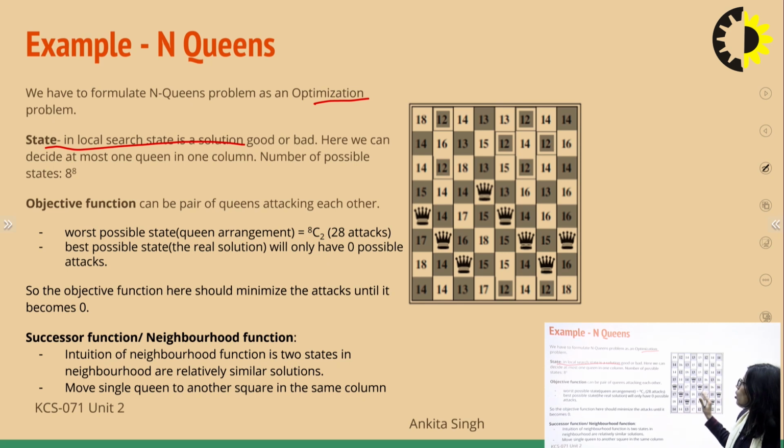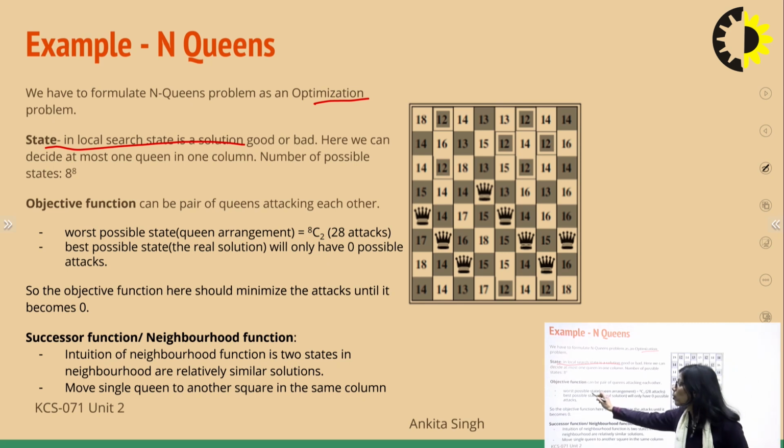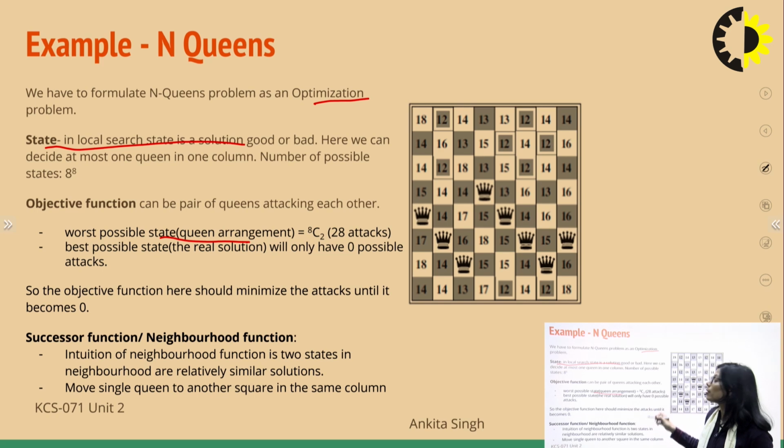So here we can ask, what is the worst possible state? The worst possible state will be when every queen is attacking each other. So we will be having 28 attacks, right? Now what will be the best possible state? When no queen is attacking each other. So it will be 0. So the objective function here should minimize the attacks until it becomes 0. So our task is to find a configuration of the board where no queen is attacking each other.